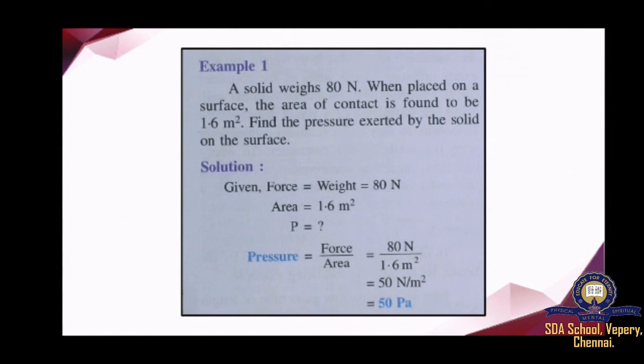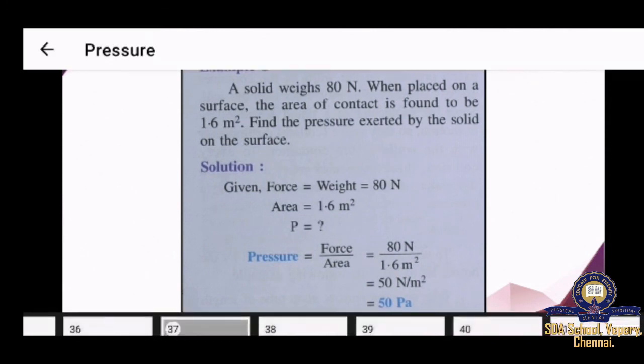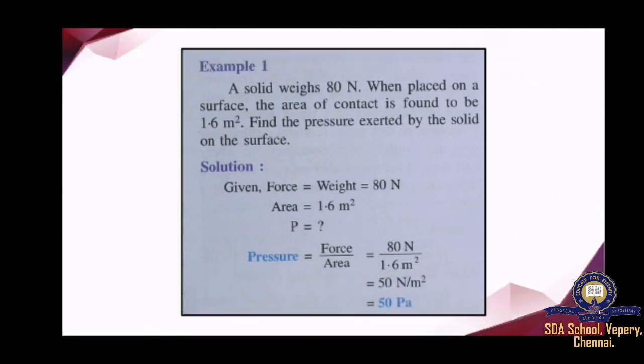So when we know the force and when we know the area, it is very easy to find out the pressure, because pressure is equal to force divided by area. So 80 Newton divided by 1.6 meter square, which is equal to 50 Newton per meter square. And we can write the SI unit of pressure as Pascal, so 50 Pascal. So this is how you should do this problem. Just take out the given things and substitute it in the formula. So this problem is very easy one.